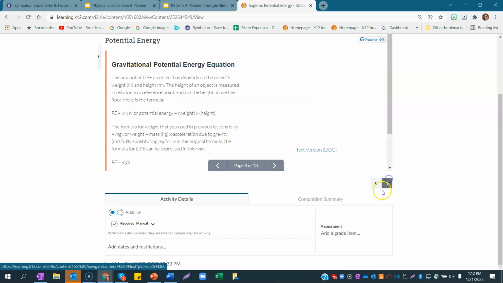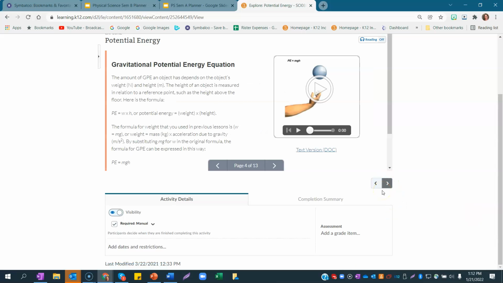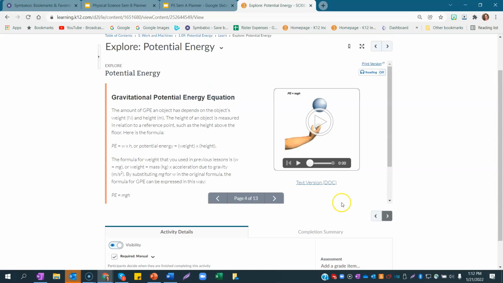So as we move on to question 4, it says, how do you calculate gravitational potential energy? Just like we learned in the last lesson, there is a formula that you need to use. The amount of GPE an object has depends on the object's weight, which you will see in newtons. Height will be in meters. The height of an object is measured in relation to a reference point, such as the height above the floor. So here's the formula.